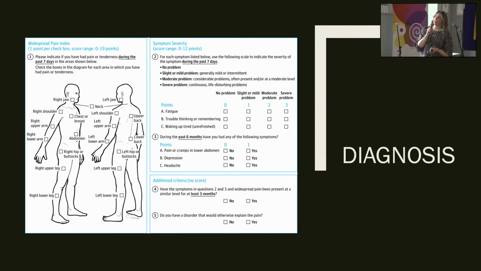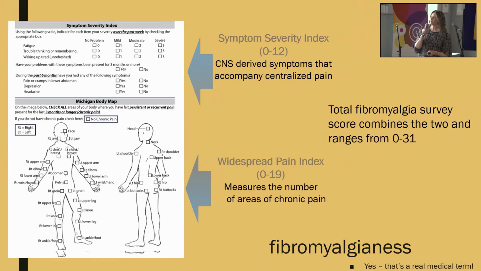It gives you a score from 0 to 31 that basically gives you your fibromyalgia-ness. It's a real medical term. We use it in our literature. I know it's really silly, but it actually perfectly explains how fibro you are. So obviously, a score of 13 is what it takes to meet the criteria for having fibromyalgia.